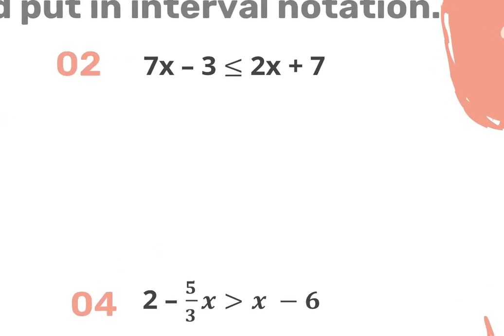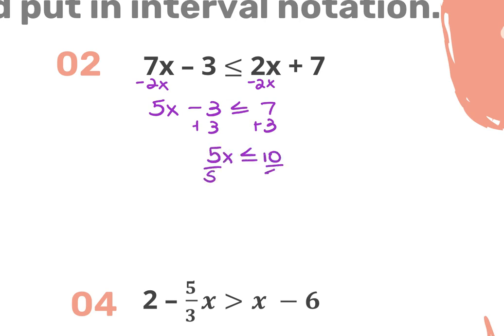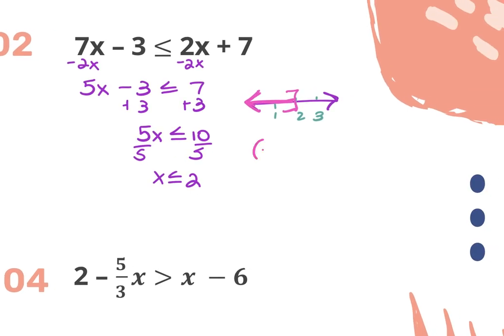All right, go to 2. So again, subtract the 2x. 5x minus 3 is less than or equal to 7. Add the 3. 5x less than or equal to 10. Divide by 5. X is less than or equal to 2. So my number line gets a 1, 2, 3. A bracket this time on the 2, pointing to the left because that's less than. And then it's negative infinity to 2 with a bracket on the 2.